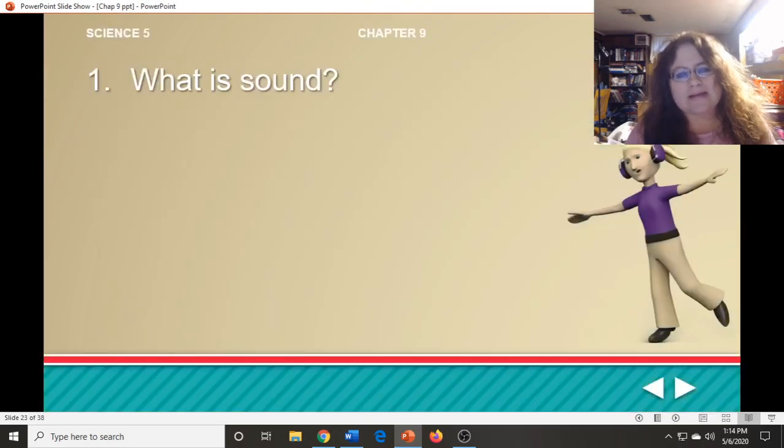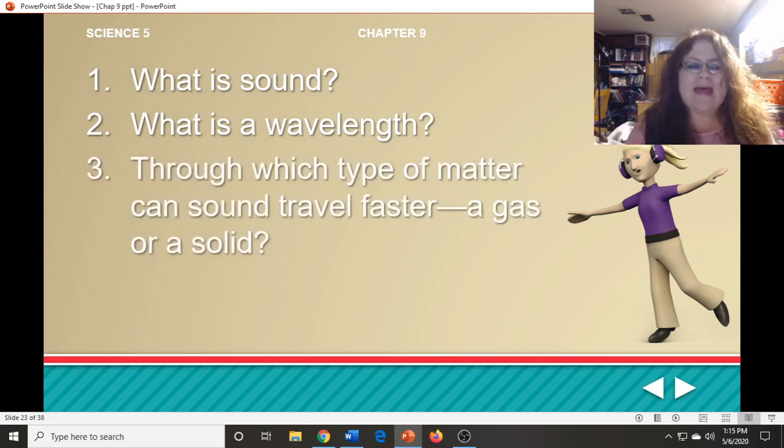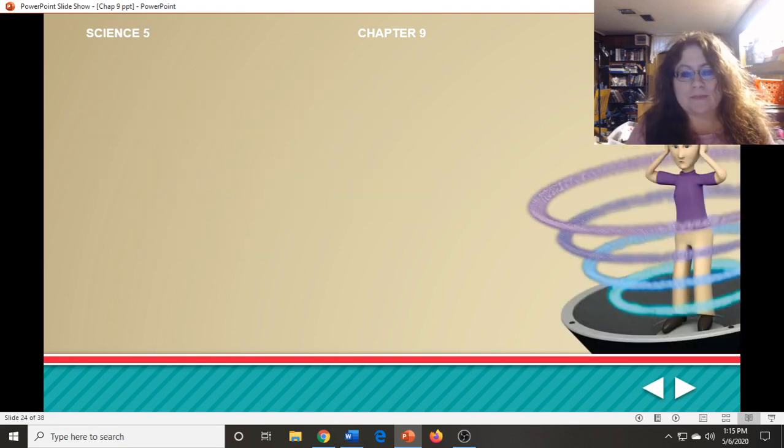And then we talked about a couple questions. Sound: a vibration that can be heard. A wavelength: the length between one compression and the next. And then, through which type of matter can sound travel faster? Hopefully at this point you know sound travels faster through solids because the particles are densely packed together.